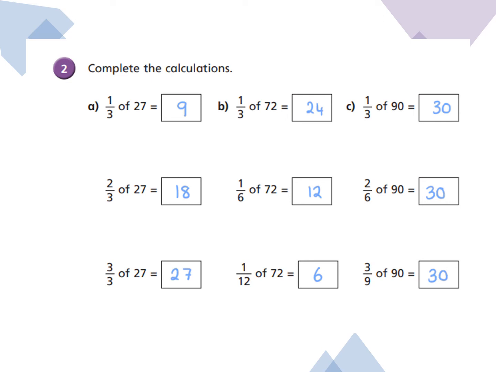Now that you've worked out 1/3 of 90, let's move on to 2/6 of 90. Well, 1/6 of 90 would be 15. But we need to add 2/6 together, so that is going to give us 30. And you can see that 3/9 of 90 gives us an answer of 30 as well. That's because 1/9 of 90 is going to be 10. So if you add 3 lots of 10 together, you get your 30.